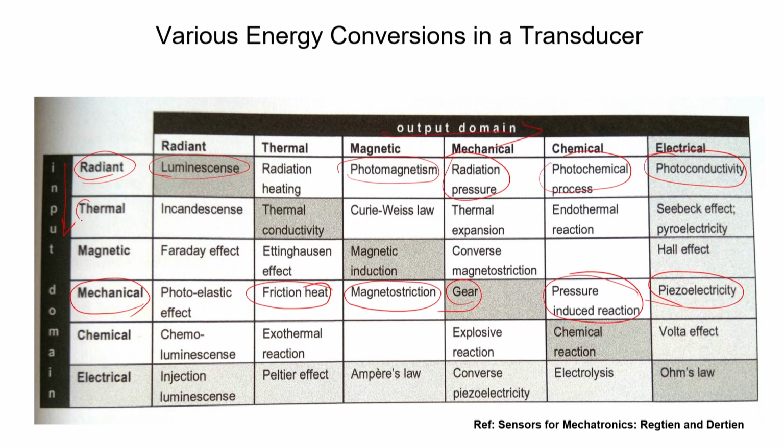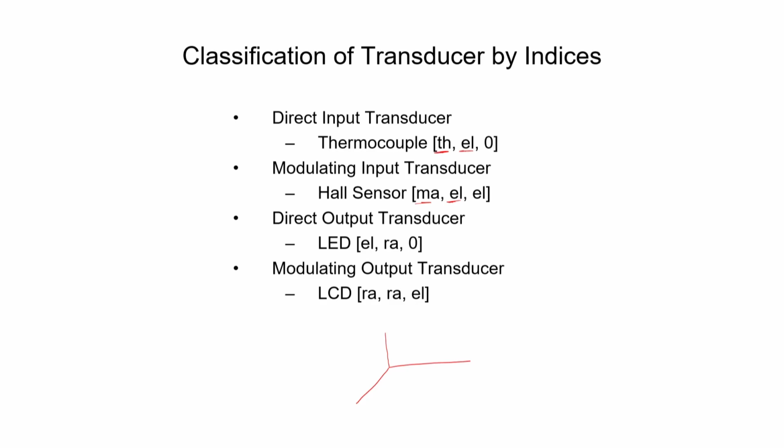TH is for thermal, RA is for radiation, MA is magnetic and ME is mechanical, CH is chemical, EL is electrical. Okay. So, if you keep this in your mind, then you can see it here like a thermocouple. It has temperature or heat as an input. So, thermal energy, and then it is converting it to an electrical output directly. So, EL, and there is no interrogation medium, that is why this is 0. This is what is called a thermocouple in a Miller index.